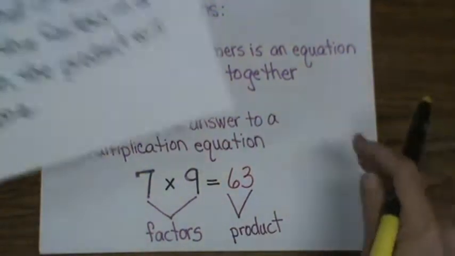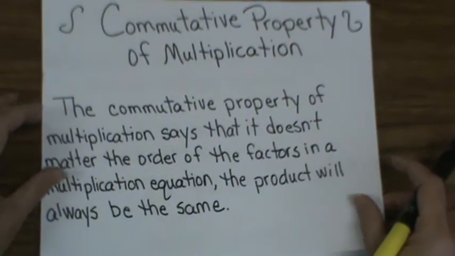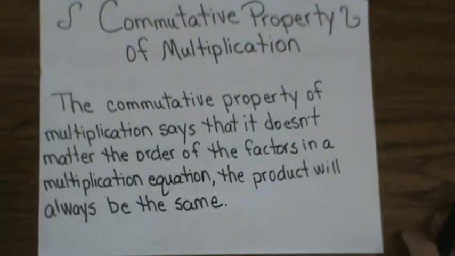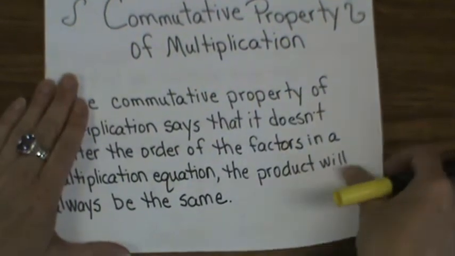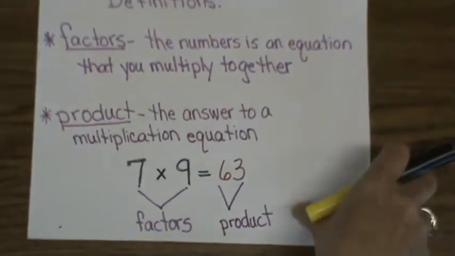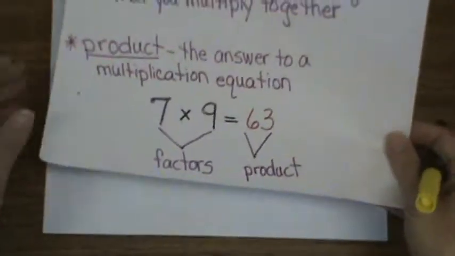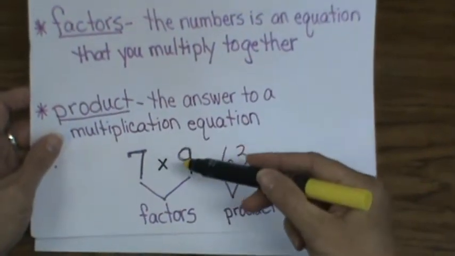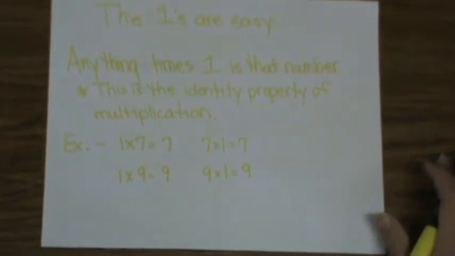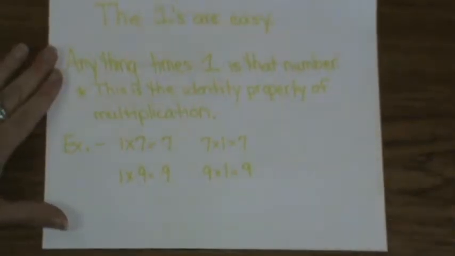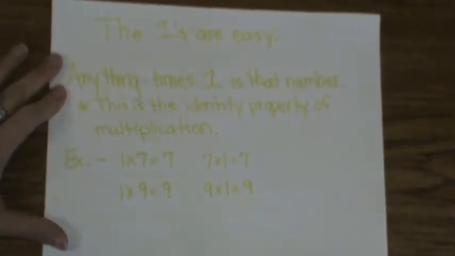So if I go back and look at my definition now, the commutative property says that it doesn't matter the order of the factors, the product is always going to be the same. So that tells me I can switch the order of my factors, but my product is always going to be the same. So if we do multiplication, if we start at the beginning, the ones are easy.